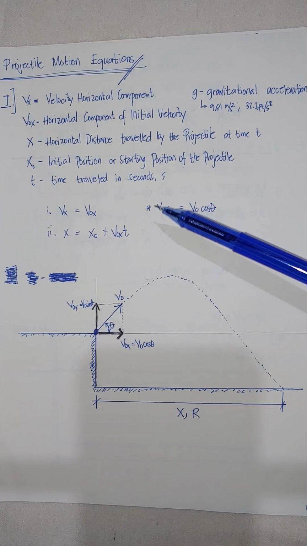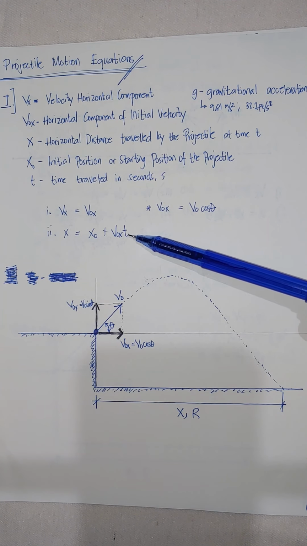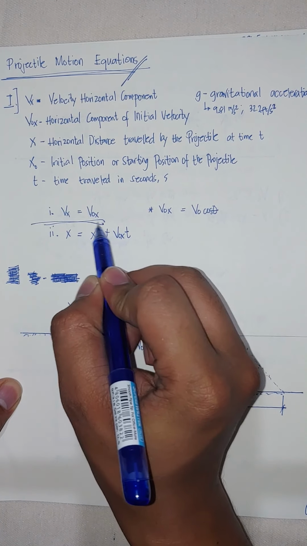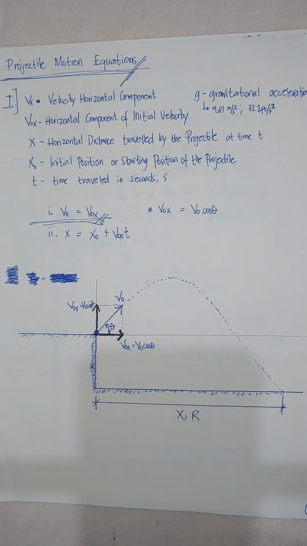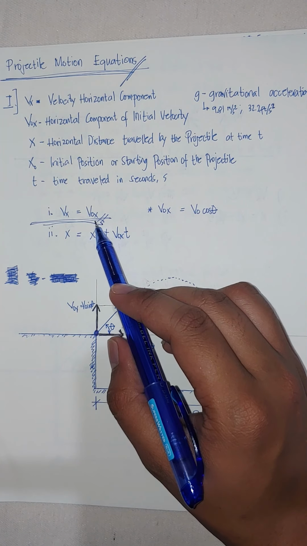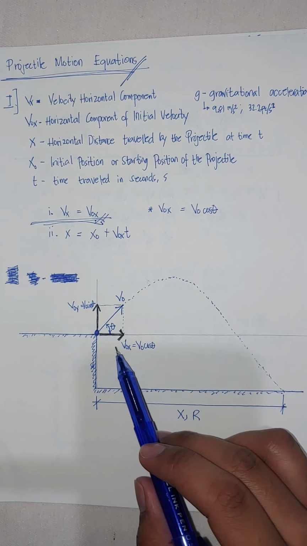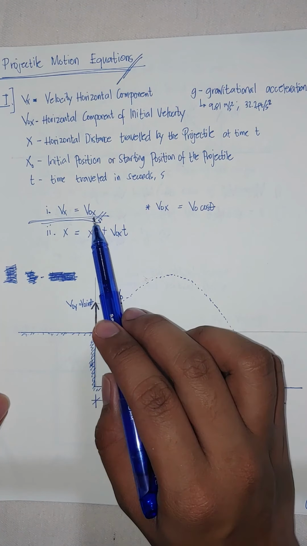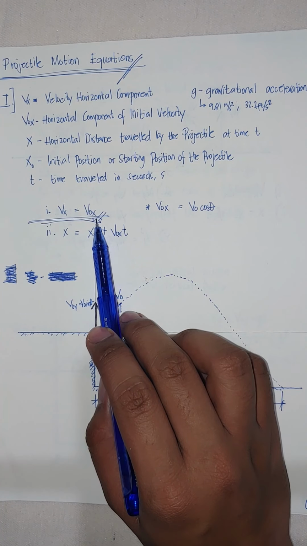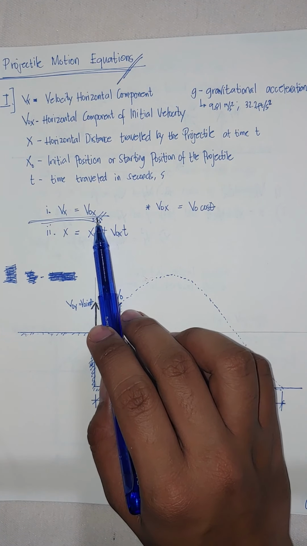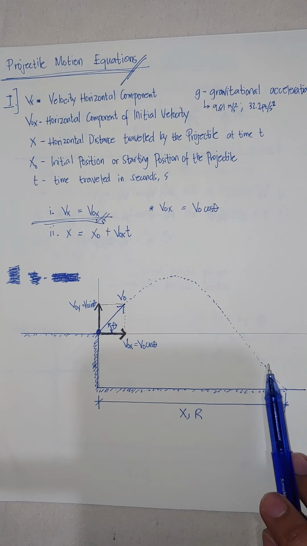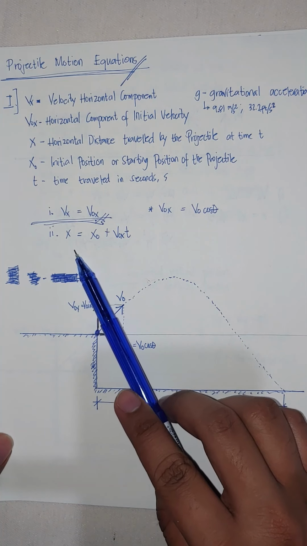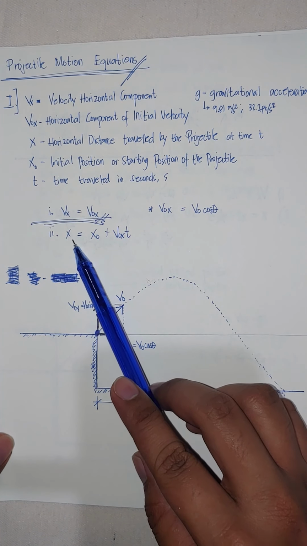Okay? So for the horizontal components of the projectile motion equations, we have two equations. The horizontal component of the velocity of a projectile is just equal to its initial velocity's horizontal component. So throughout its trajectory, from the start to the finish, the horizontal component of the velocity is just the same as the horizontal component of the initial velocity. So it remains constant along its trajectory. So sana all constant.